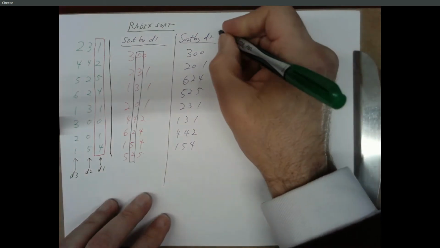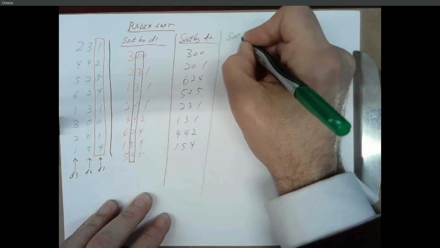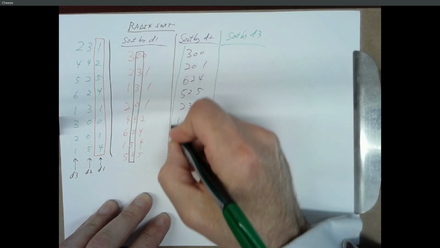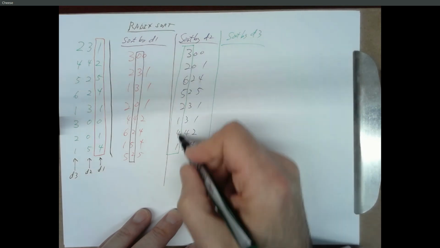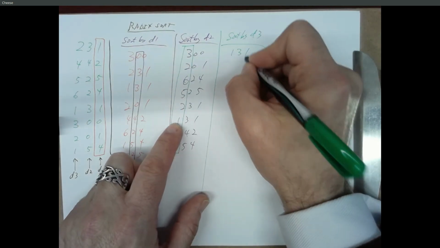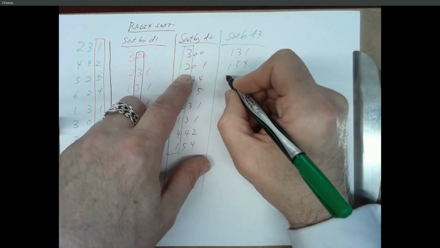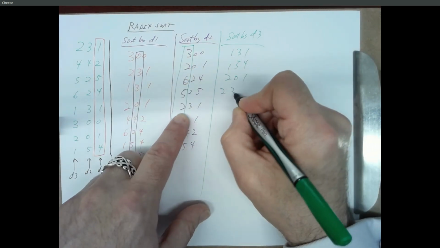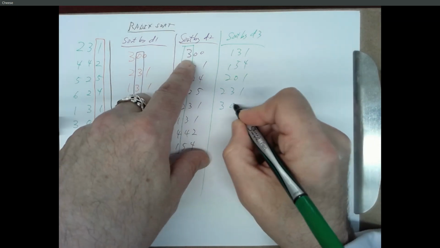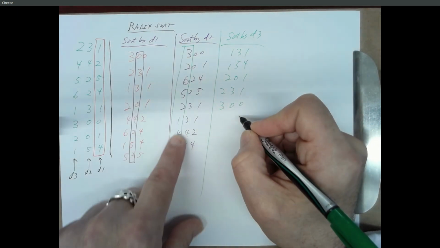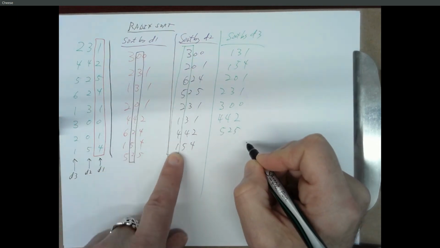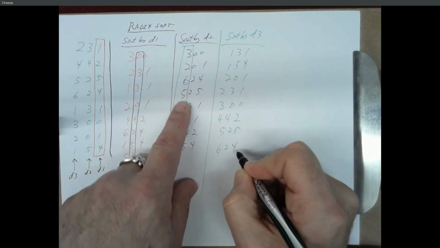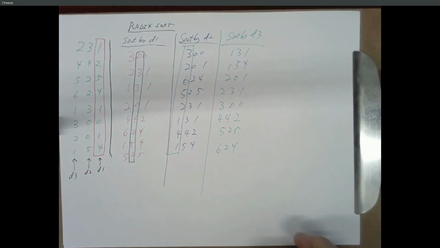All right, and then my third and final operation, sort by digit 3. So I'll look at this digit. I'll go through and find any 0s, no, find any 1s, write them down in order: 131, 154. Find any 2s: there's 201, 231, that's it. Find any 3s: there's 300. Any 4s: there's 442. Any 5s: there's 525. Any 6s: there's 624. And there's no 7s, 8s, 9s, or 10s. And we're done, and guess what? Our data is sorted.